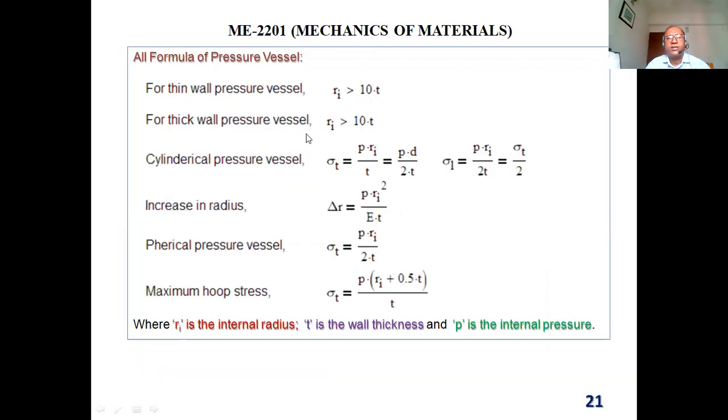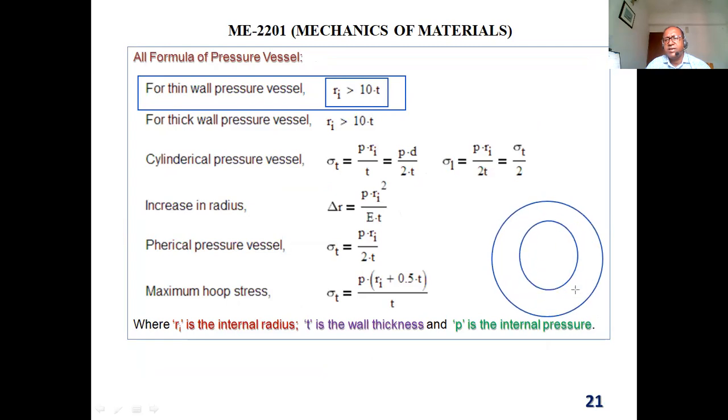All the formulas I summarize over here. Remember, all formulas we derive are for thin wall pressure vessels. If this condition is satisfied, then you can say this is thin wall. Other things you remember, this is a thin wall pressure vessel.